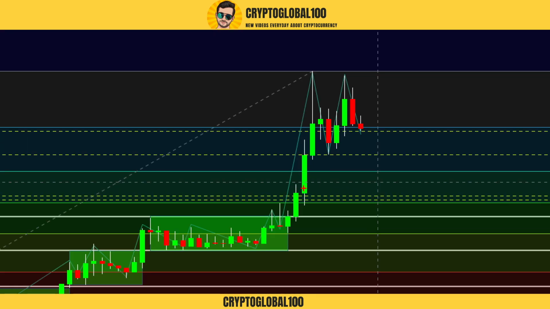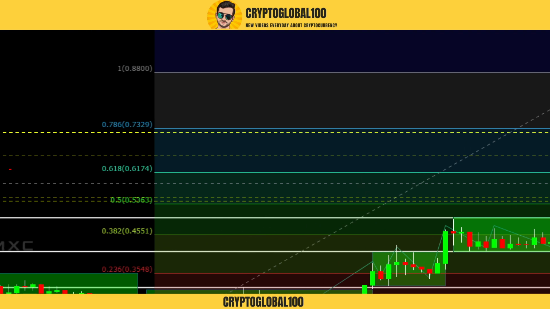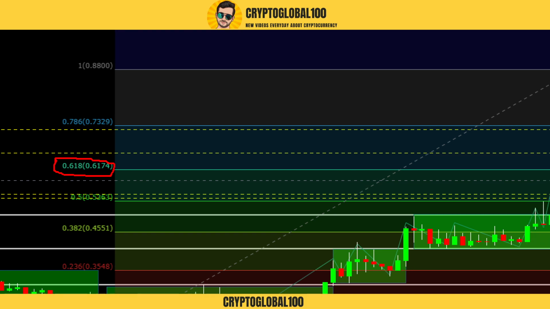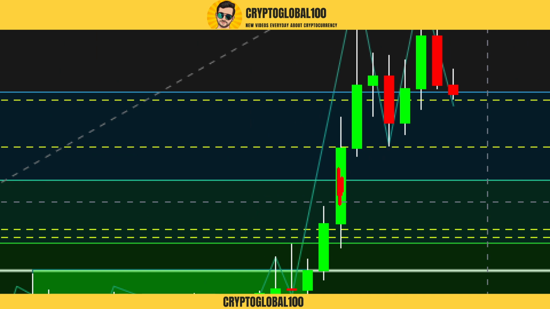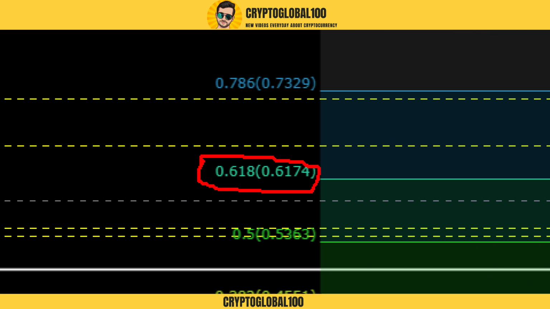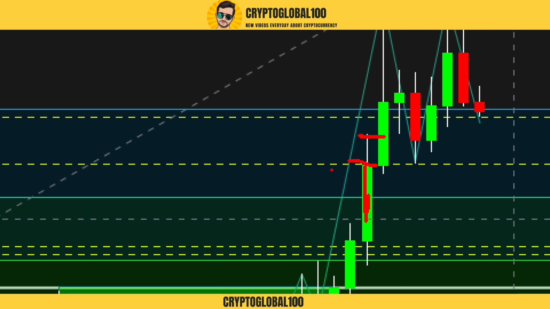A good volume up, and we broke through this level of 0.618, which was a Fibonacci level. It totally broke out, you see here, and the price went up here and closed here. This was a 4-hour zone as well.